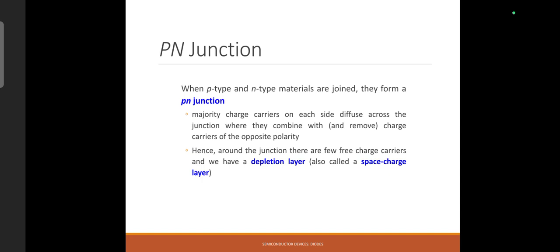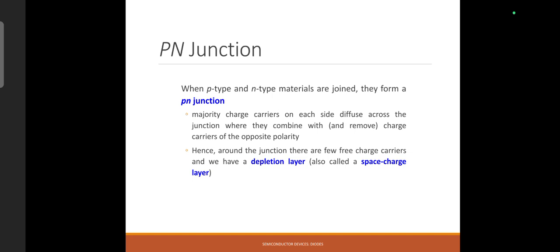We will continue with this PN junction. Now let us understand how a PN junction is formed. A diode is created by joining a P-type semiconductor and N-type semiconductor. When these two materials come into contact, electrons from the N-type region move towards the P-type region. Similarly, holes from the P-type region move towards the N-type region.